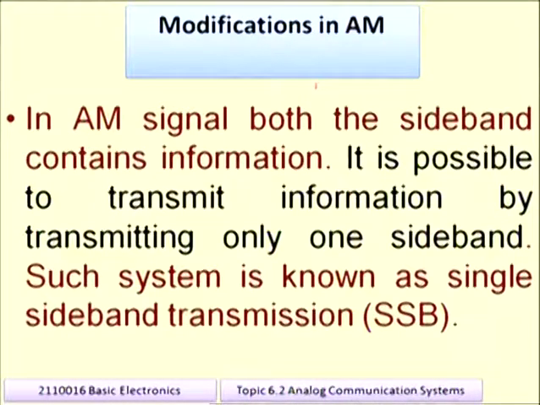Then let us discuss some modifications of amplitude modulation. If you look at amplitude modulation, it has a carrier as well as two sidebands. Both the sidebands contain the same information, so basically it is a duplication of information. So even if you remove one of the sidebands, you will still be able to extract the information at the receiver. Such a system is known as a single sideband system.